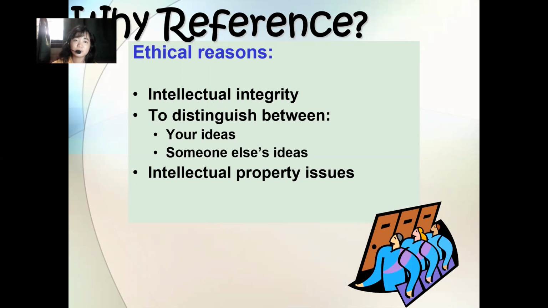So for ethical reasons, we need to cite and provide references to our sources, not just to inform our readers that these are my ideas and those are their ideas that I borrowed, but also to give respect to the researcher whose ideas you borrowed. So, to distinguish between your ideas and someone else's ideas, and to respect intellectual property. In MIL, if you have been taught, there are laws that protect the intellectual property of others. It applies not only to academic papers, but even to song lyrics.